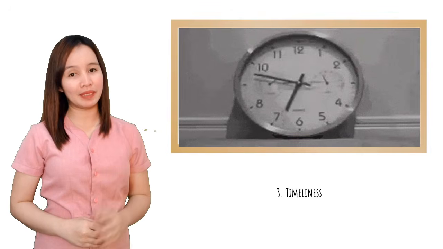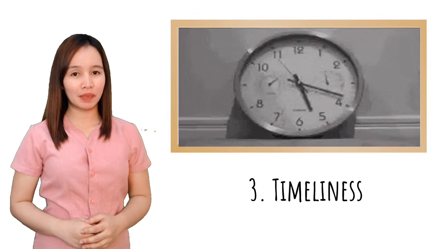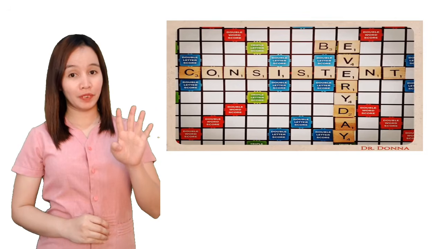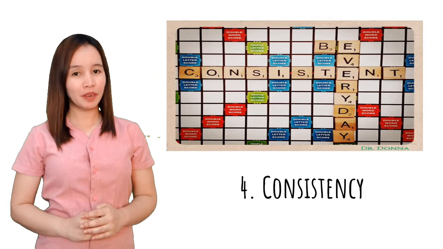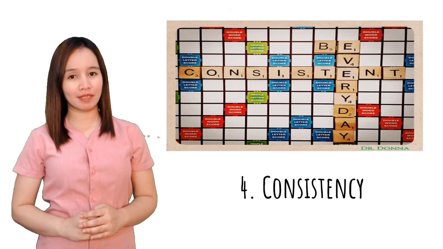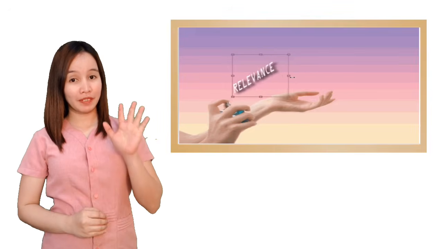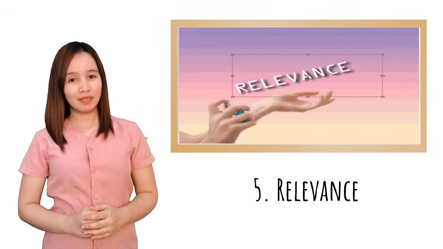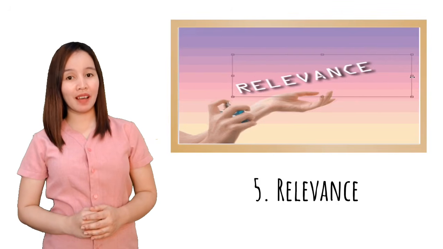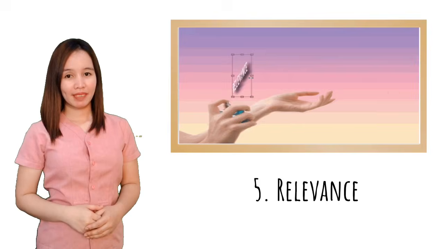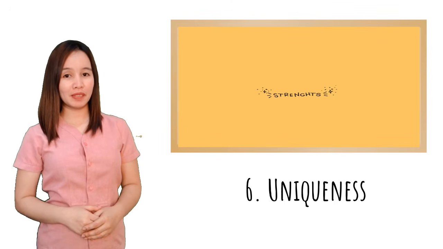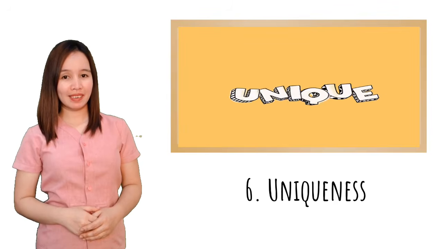Number 3, timeliness. Information should be up to date, recent, or new. Number 4, consistency. Information must be consistent for it to be considered accurate and useful. Number 5, relevance. Information should suit the demand, needs, and interest of the readers. And lastly, number 6, uniqueness. Information must be distinct, clear, and definite.